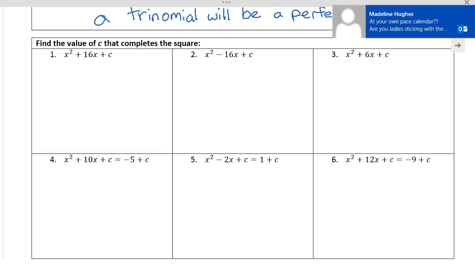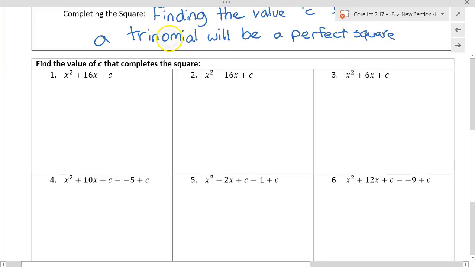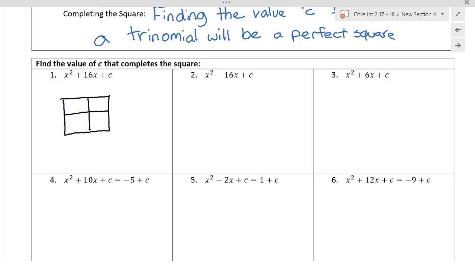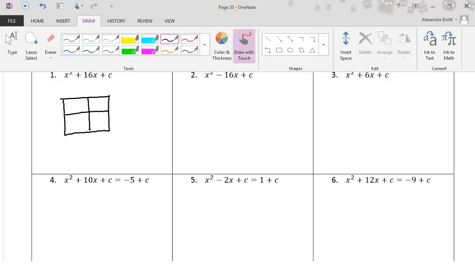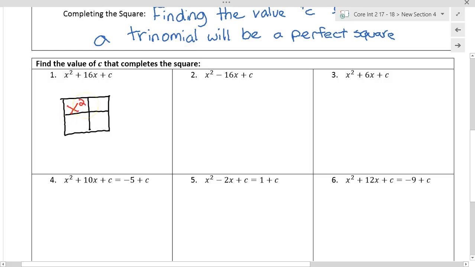So for number 1, x squared plus 16x plus c. Just like factoring and multiplying, I'm going to start by making my box. Then x squared goes in that first box, right? Remember, x squared is x times x. And then in my other 2 boxes, I have this 16x. This is a square. Remember, the important thing about the square is the sides are the same. So I need to take 16x and put the same thing in both of the boxes.